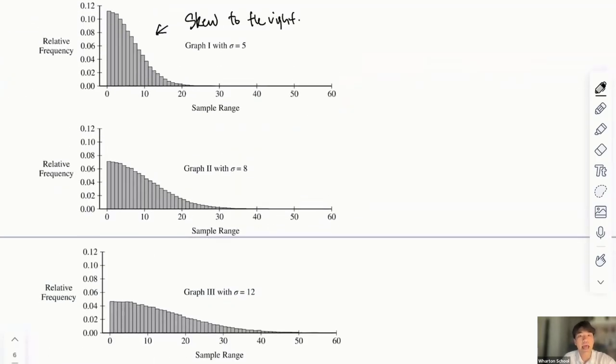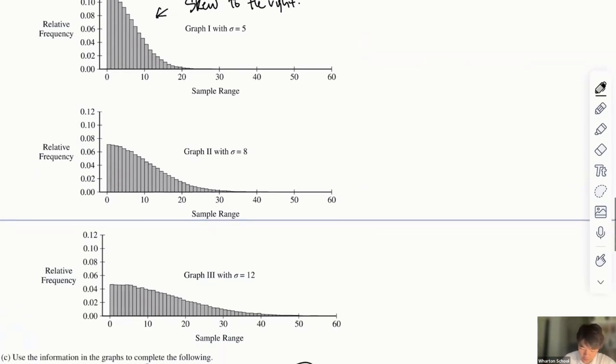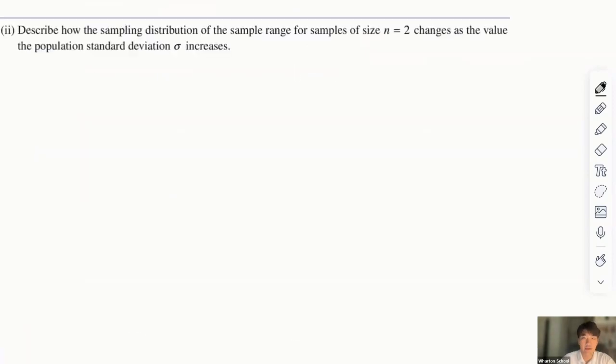So we notice that as the population standard deviation increases, the graphs become more and more skewed to the right, and the medians and ranges increase. So here it has a range of about 28. Now it's over 30. Now it's over 40. So you can describe that in here.